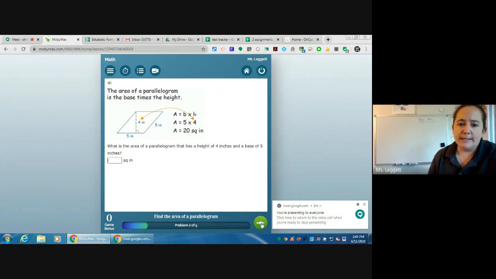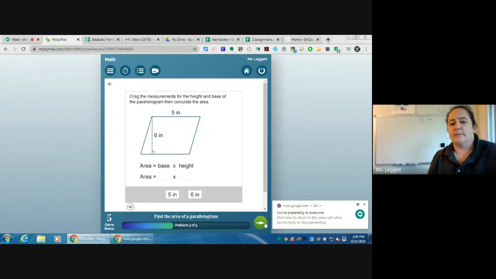Okay, so again, you have base times height, and they're asking you, do you understand that the area here is 20 square inches, 20 square inches. Why is it square inches? Because we have two dimensions. We have a base, which is a length, and a height, which is a length. So anytime you have a dimension by another dimension, two dimensions, we're finding area, which is the space inside the closed figure, then it's going to be squared.